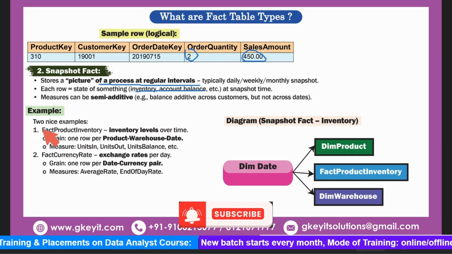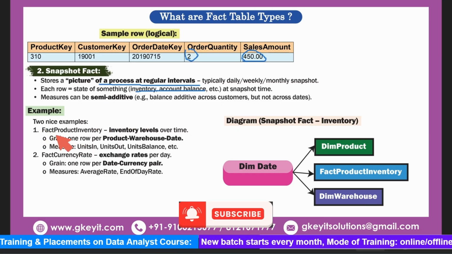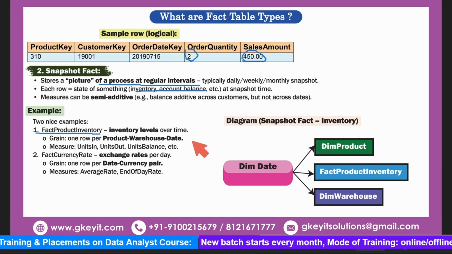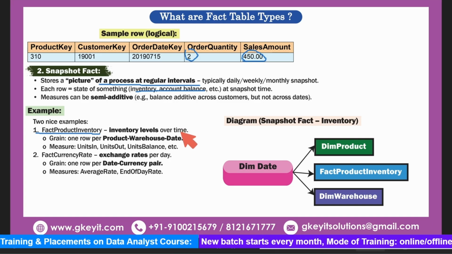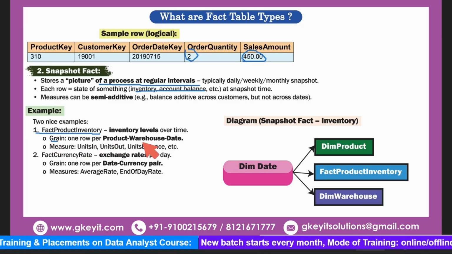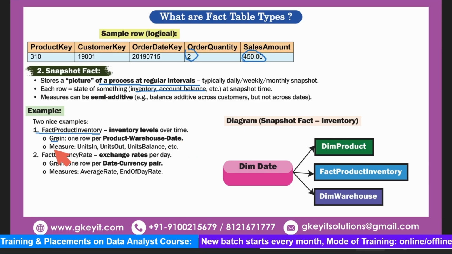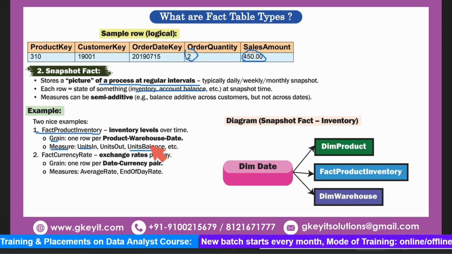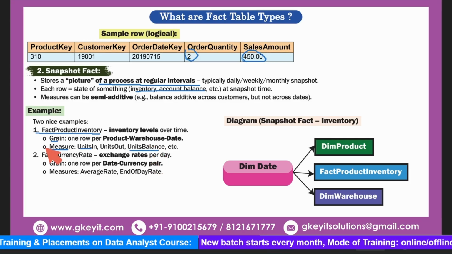For example, there are a couple of examples here. Fact product inventory. Inventory levels over a time. Over a time, we can monitor the inventory levels over here. Here the grain is one row per product warehouse date. For a particular date, there would be one row. Coming to the measures like units in, units out, units balance. These are different measures which can be available in snapshot fact.